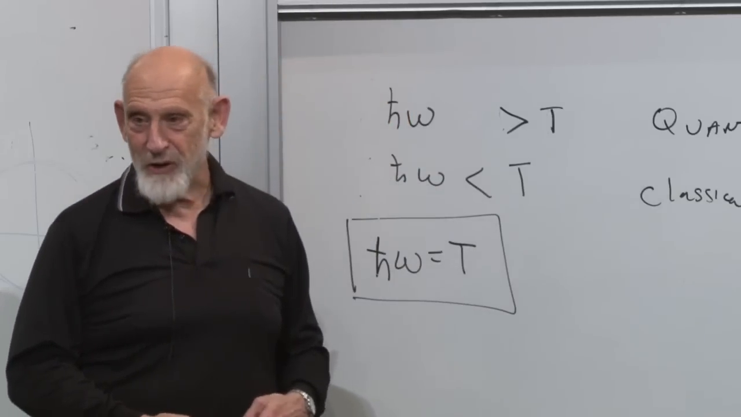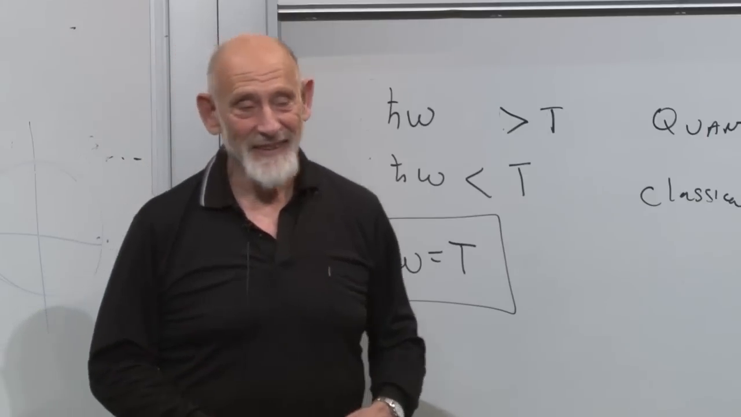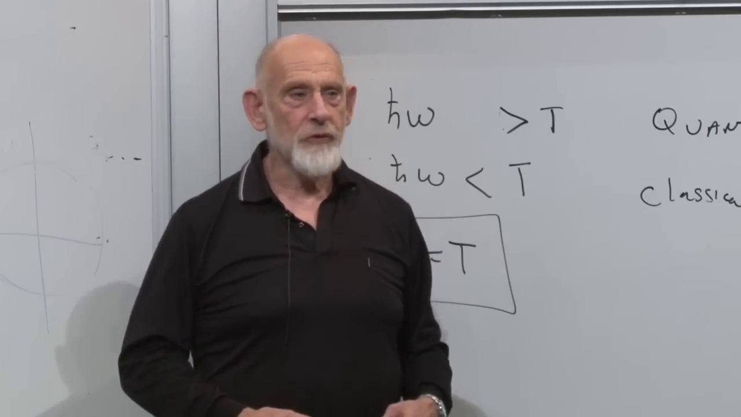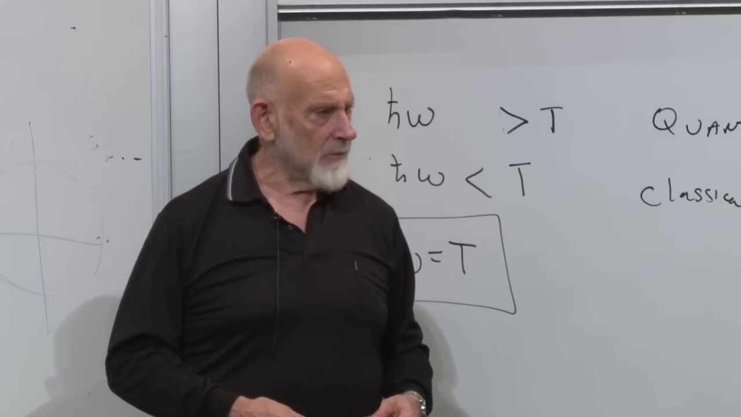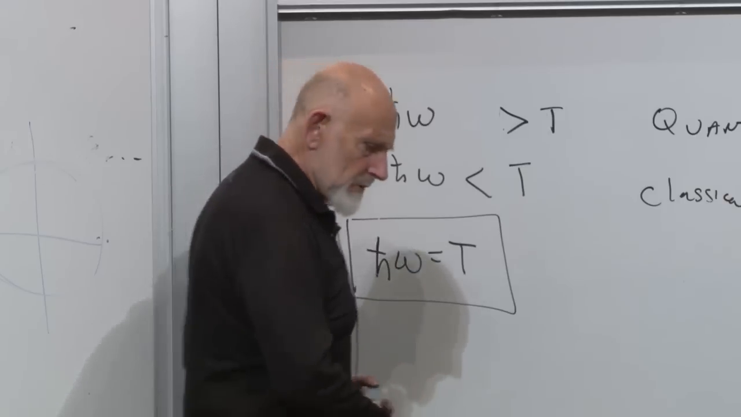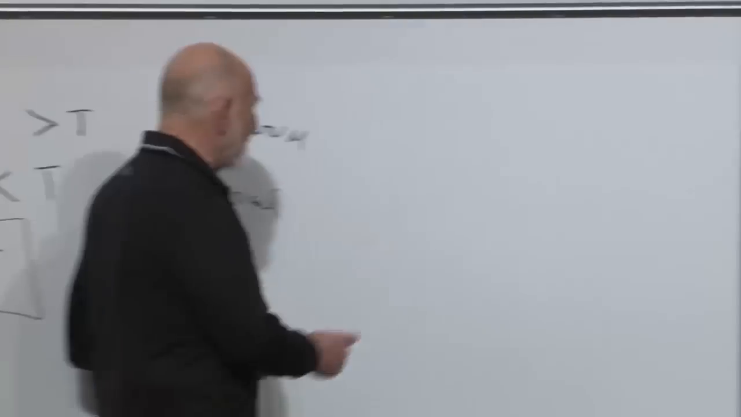One is chaotic and one's not. It's a mathematical property. You've seen chaotic pendulums. The double pendulum is chaotic. The ordinary pendulum is not chaotic. It's very, very predictable.